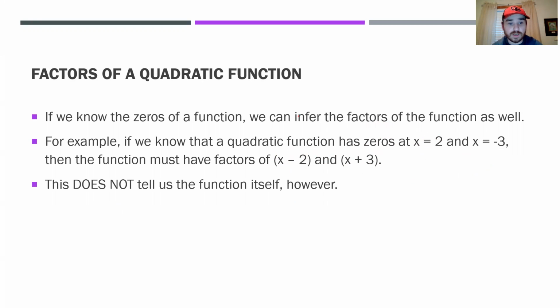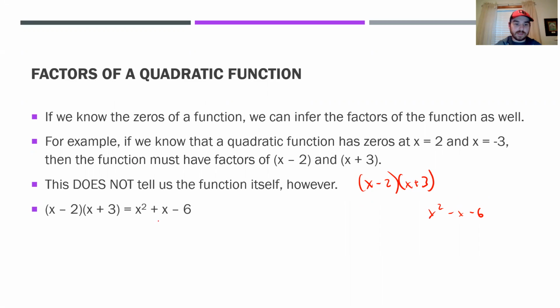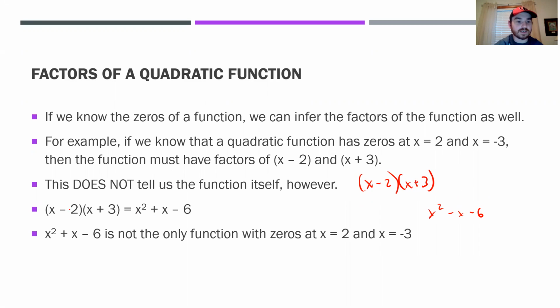However, there's something important to note here. This does not tell us the actual function itself. If we multiplied this out, for instance, you would get x minus 2 times x plus 3. This will give you x squared minus 2x plus 3x minus 6, which would be x squared plus x minus 6, I believe. Yeah. So if we do this out, yeah, it's right there. Could have just hit the next button. It is plus x.